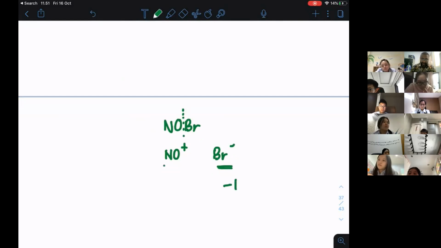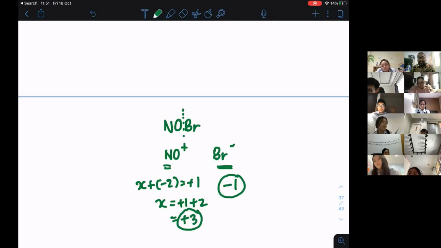So if you want to find the oxidation number for nitrogen, in a similar way, X plus -2 equals +1, X equals +1 +2, so +3. So please take note. What I did wrong was I separated the nitrogen out. I did it like this. This is wrong. Please take note. Now coming back to our lesson today.